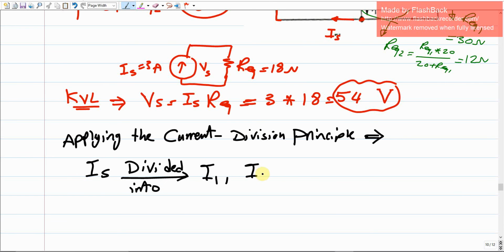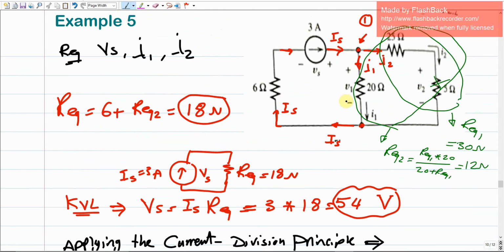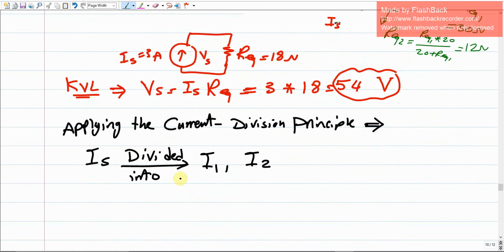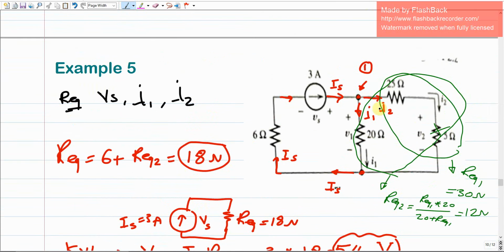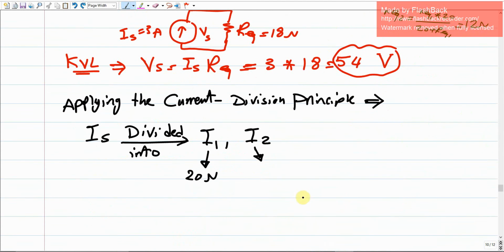I1 and I2. So if you ask yourself, what is the resistance that I1 goes over? It goes over only 20. This is the only resistance that I1 goes over, just 20. So we do have I1. It has resistance of 20, or it feeds 20 ohms. But how about I2? I2 is going to feed 2 resistances, not just one. And these 2 have been combined together into R equivalent 1, which we just got as 30 ohms. It means that it feeds 30 ohms.